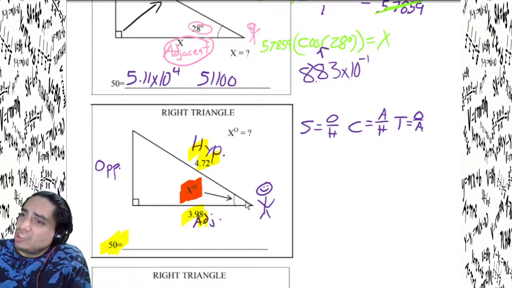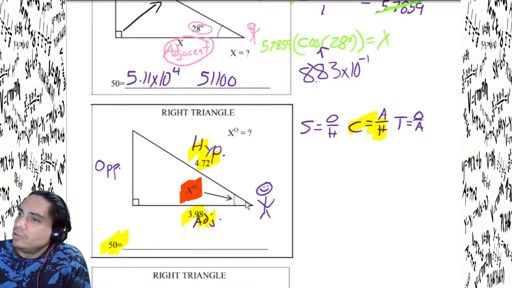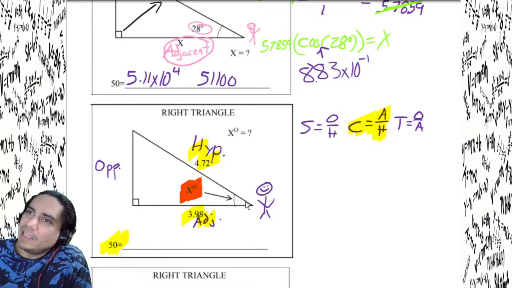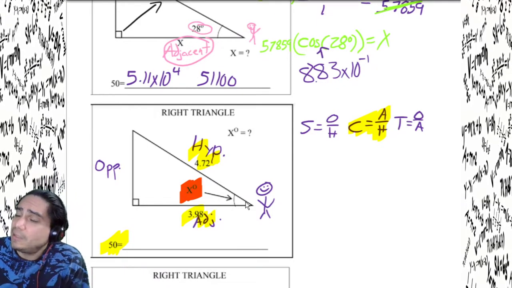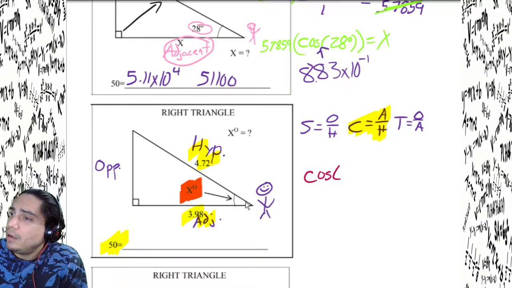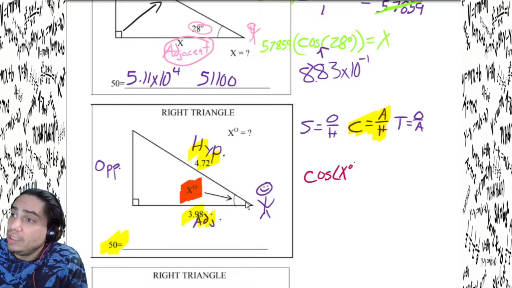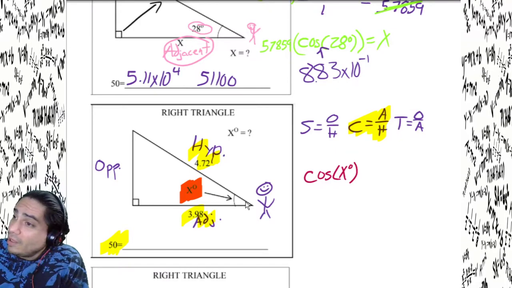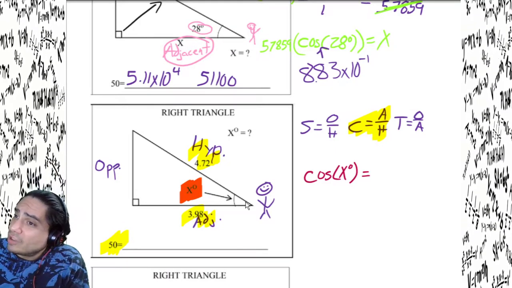We got ourselves the adjacent. We're gonna use ka again. Now we're not always using ka. It just ended up being like that in this problem. But we're gonna end up finding the cosine of, we're not putting a degree there. We're putting x.